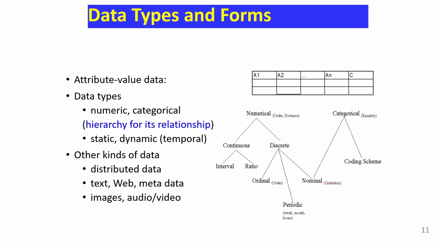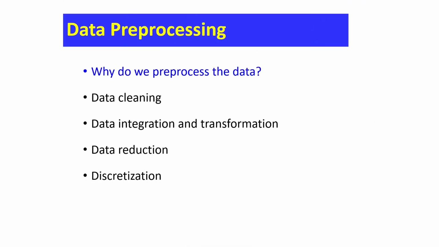Numerical data can be either discrete or continuous, and continuous data can have intervals, or it can have a ratio. Discrete data can be ordinal, periodic or nominal data. Categorical data mostly come from coding schemes or yes and no type data, right. So, there are different types of data. First of all, when you obtain data from different sources, it will have a lot of issues. It may not be clean enough. Sometimes you need to reduce the data, sometimes you need to discretize some information, or integrate different databases, and transform them also.